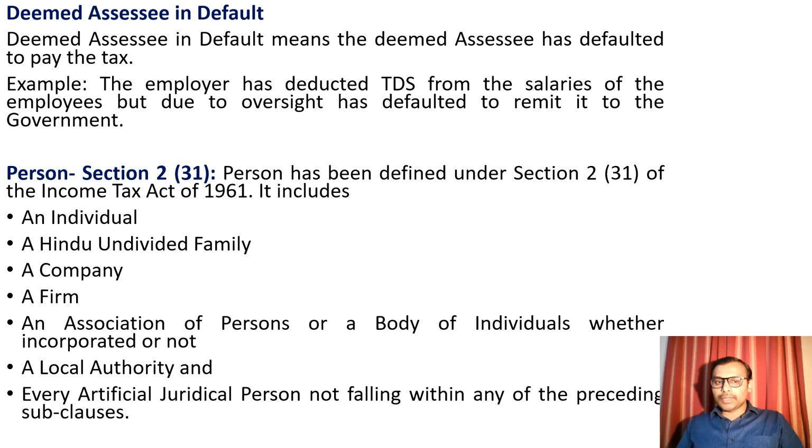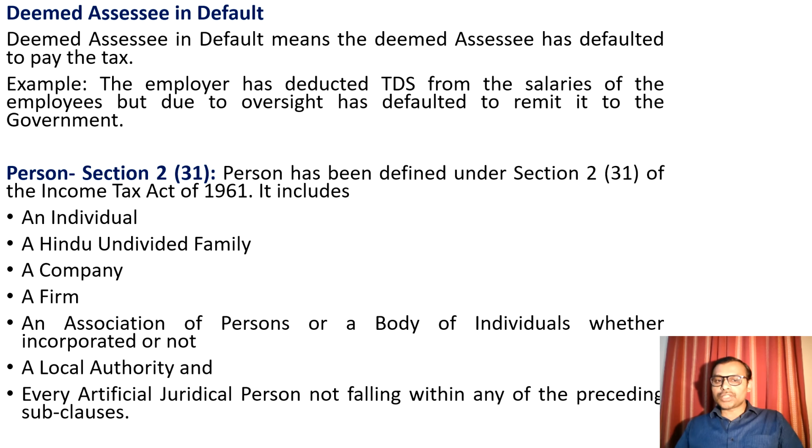Take an example like an employer has deducted the TDS, like an institution. The institution has deducted the TDS of employee A, a salaried person. By oversight, it has defaulted to remit the amount to the government. They should not keep that amount, they should remit it to the government. So definitely they become the deemed assessee in default.